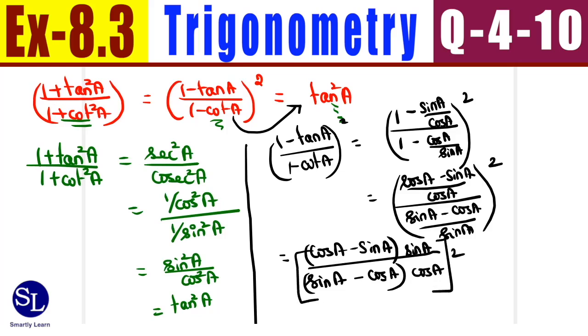Now comes the fun part. You can strike out this expression sinA minus cosA with the numerator cosA minus sinA and say it is minus 1. Since we have the whole square, the minus 1 will vanish after you take the square. So this expression will get reduced to sin²A by cos²A, which is nothing but tan²A. So individually for each expression, we were able to equate it successfully to tan²A, hence proved.